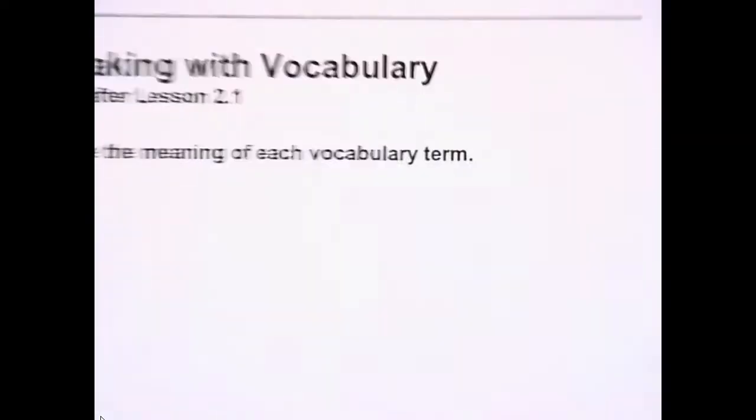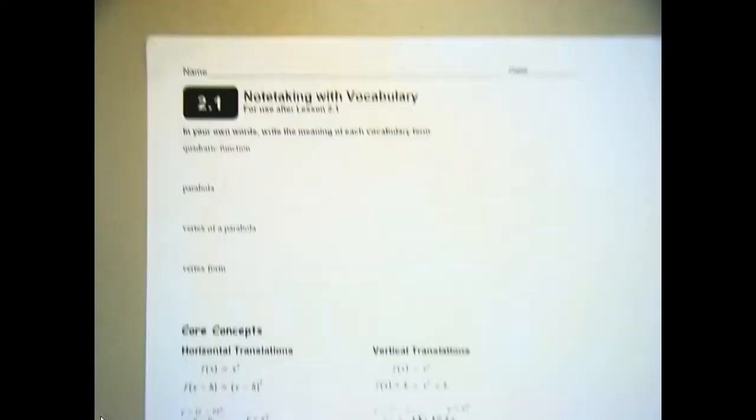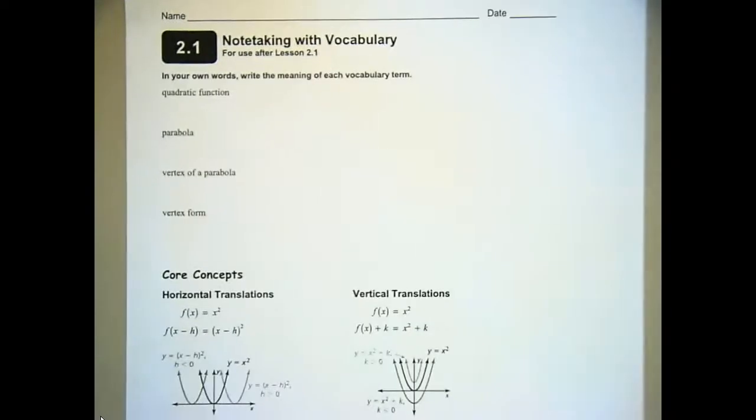We are going to move on to 2.1, page 26 of our student journal. I got to really zoom out. It takes a long time here. All right. Page 26 of student journal.